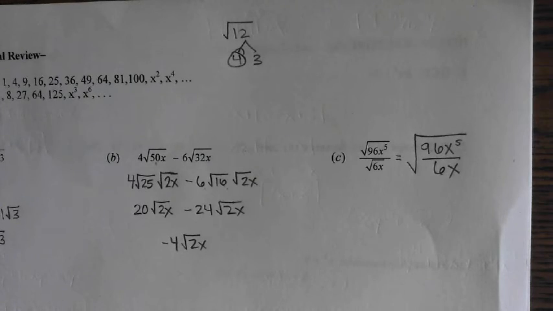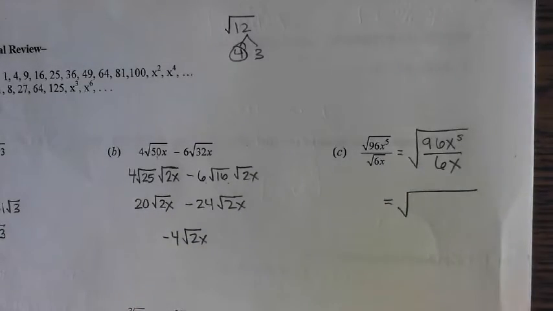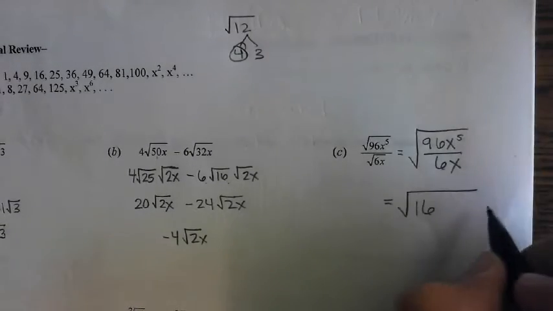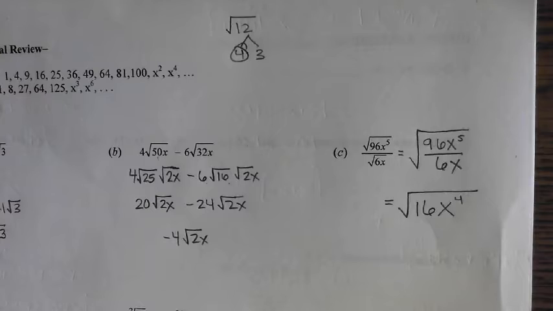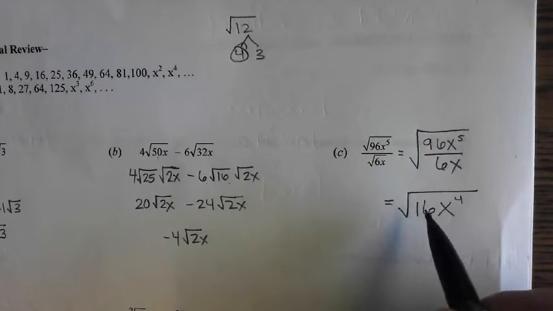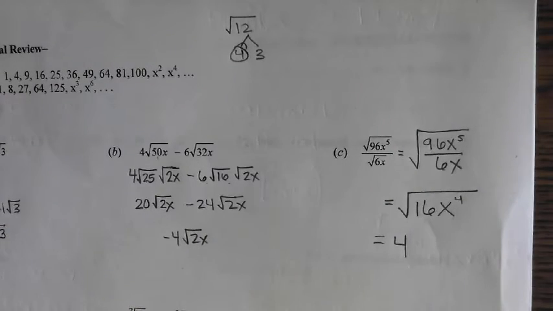So what's 96 divided by 6? 16. And x to the 5th divided by x is x to the 4th. And then I'm good here. So this in and of itself, 16 doesn't need to be broken down. I already know the square root of it, so I'm just going to leave that as 16. Square root of 16, when I take it, is just 4. And the square root of x to the 4th.